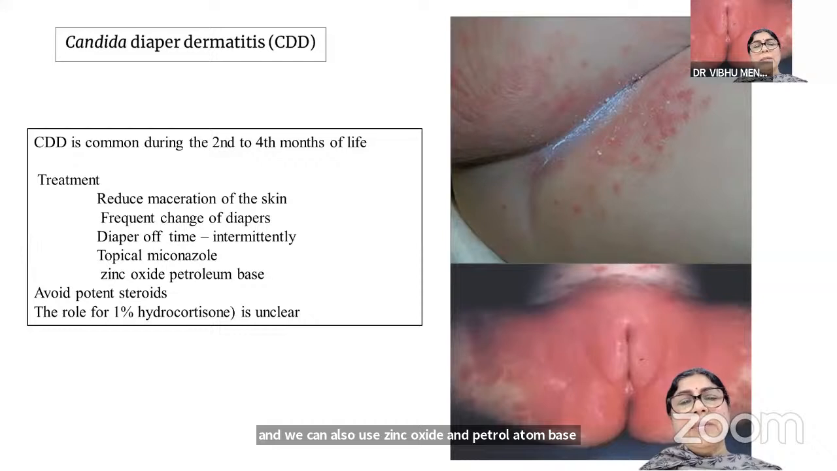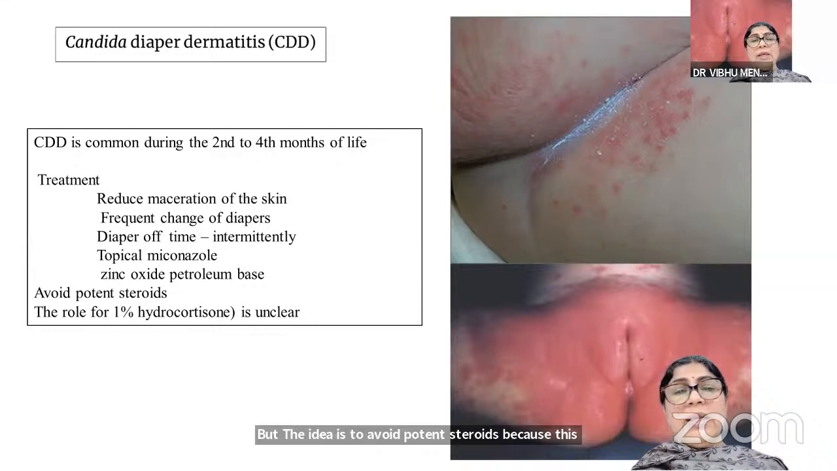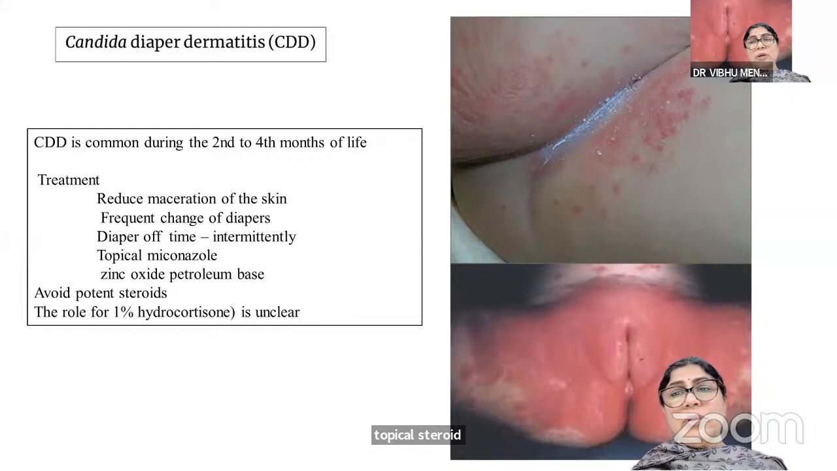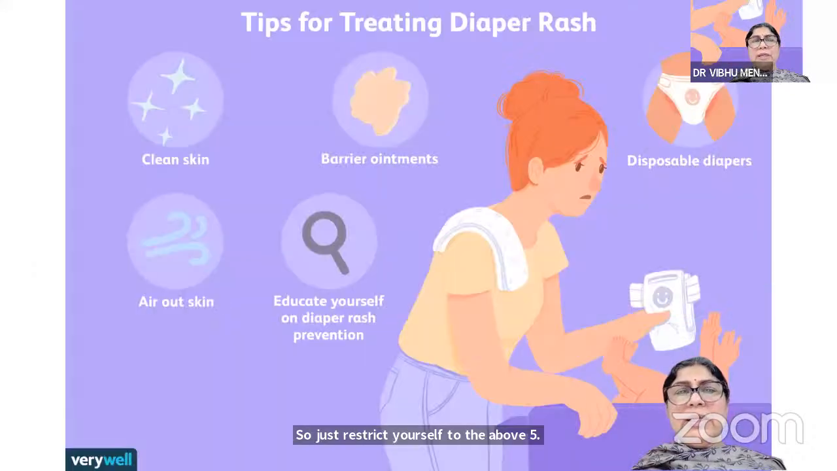inflammation over there. But the idea is to avoid potent steroids, because in this area we simply prohibit the use of potent topical steroid creams, because there is a very quick absorption of topical steroid from the diaper area due to occlusion, and the role of even 1% weak hydrocortisone is also not very clear. So just restrict yourself to the above 5 principles of managing diaper dermatitis.